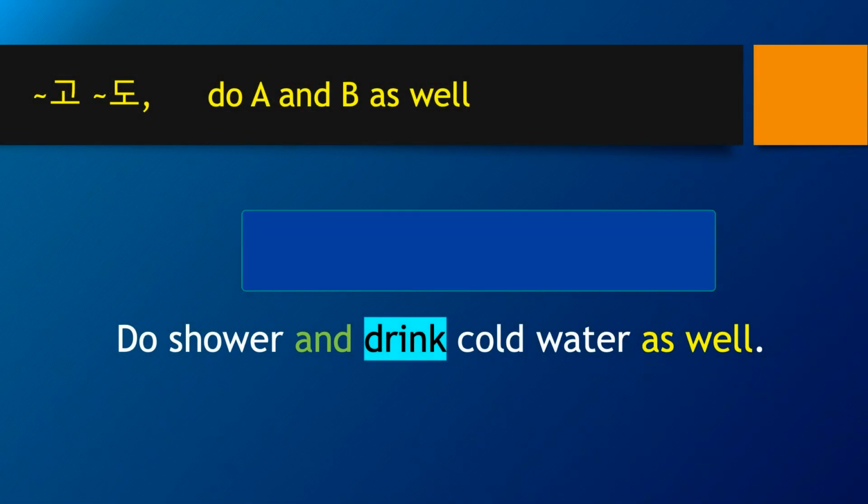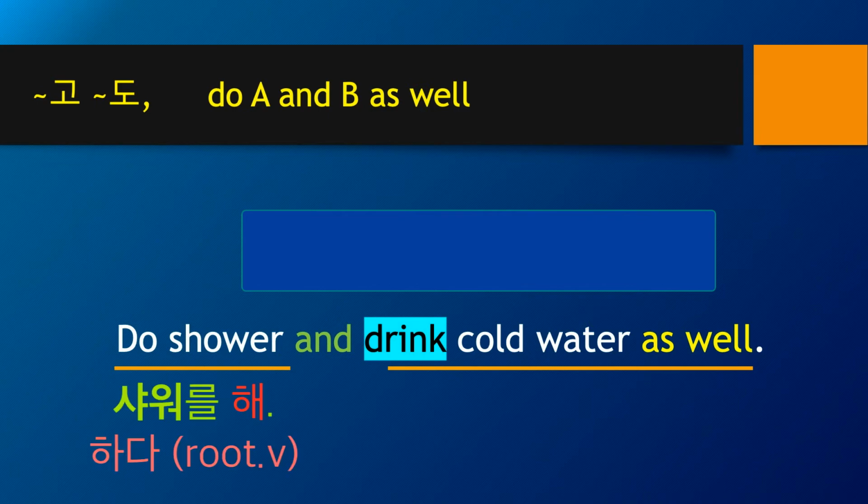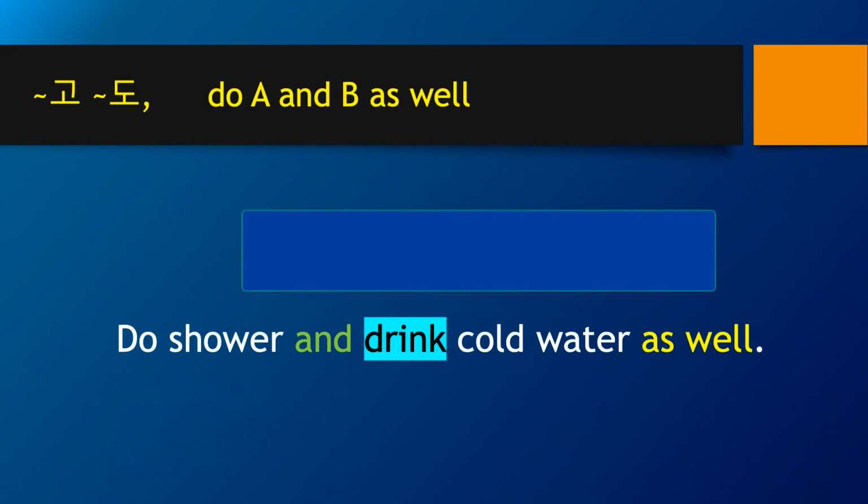Okay, we are ready to build a full sentence using 고 and 도. When somebody says, oh, today is so hot, then you can say, do shower and drink cold water as well. So how do you say it in Hangul? Do shower is 샤워를 해. 해 comes from the root word 하다, but when you say 해, you are asking or suggesting somebody to do something. So 샤워를 해 means do shower.